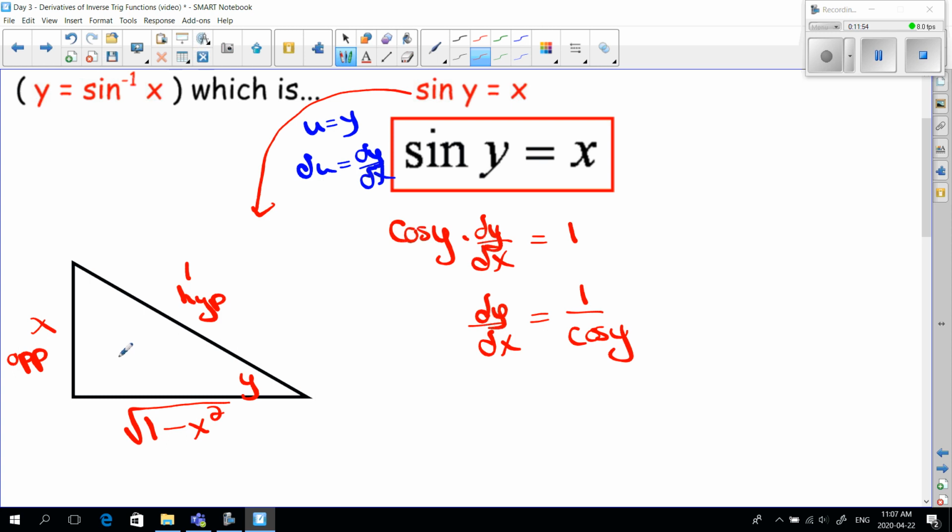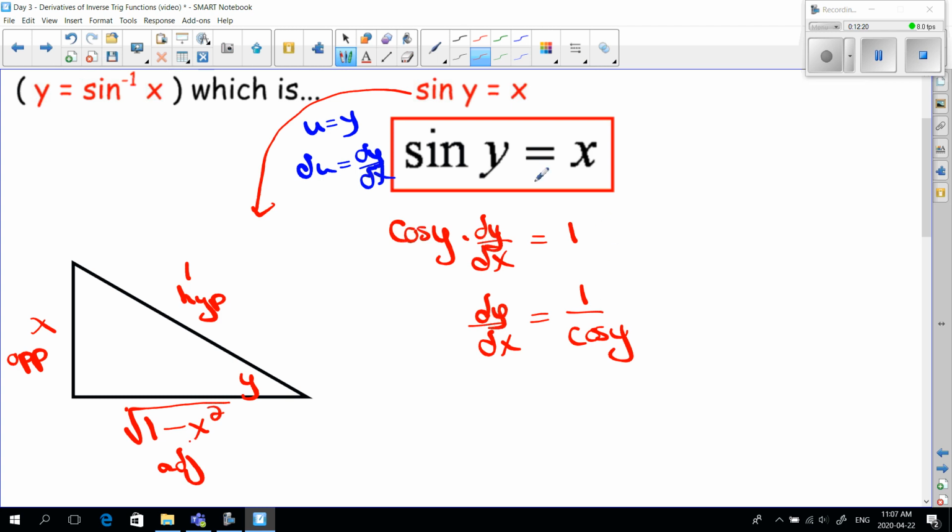How did I get that? A squared plus b squared equals c squared. X squared plus b squared would equal 1 squared, or 1. Subtract x squared from both sides, and I'd have b squared equals 1 minus x squared. If I want b, take the square root of both sides. The square root of 1 minus x squared is just that. So here is my adjacent side.